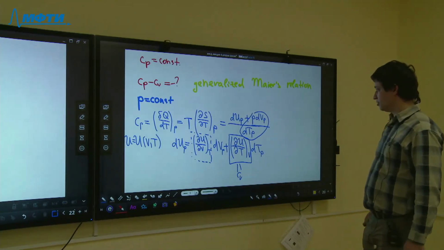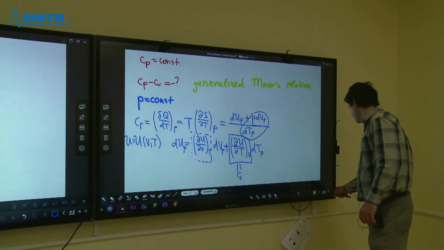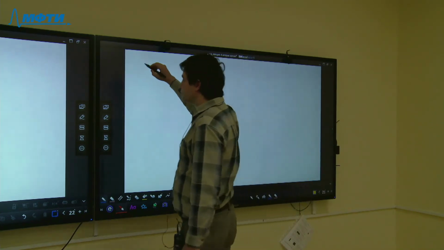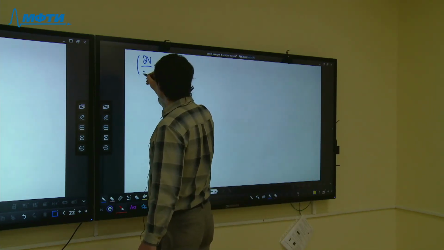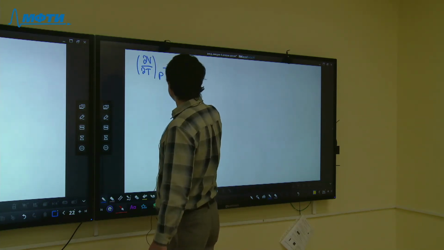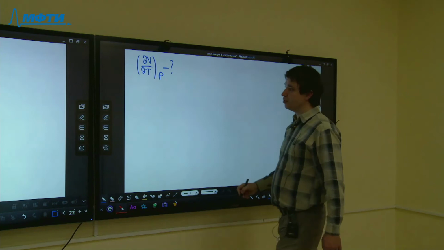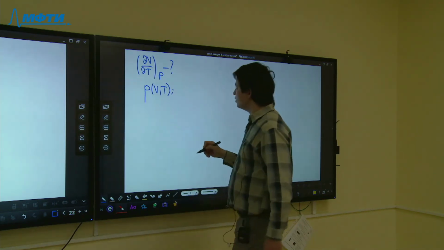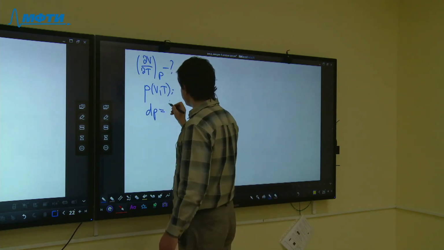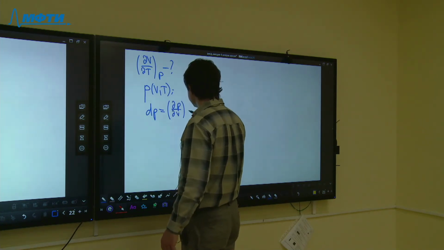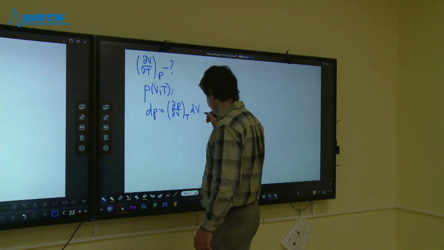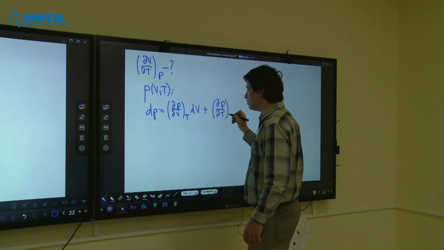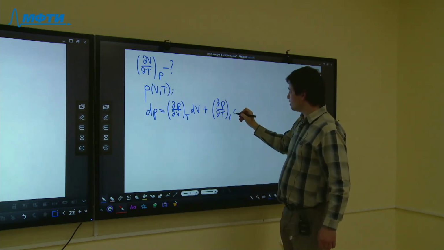Now let me check if I have done everything correctly. I think everything is quite okay in here. So let's go in this direction. What we need to know is dV over dT at constant pressure, when we know only pressure as a function of volume and temperature. So let's write here, dP is actually equal to dP over dV at constant temperature times dV plus dP over dT at the constant volume times dT.